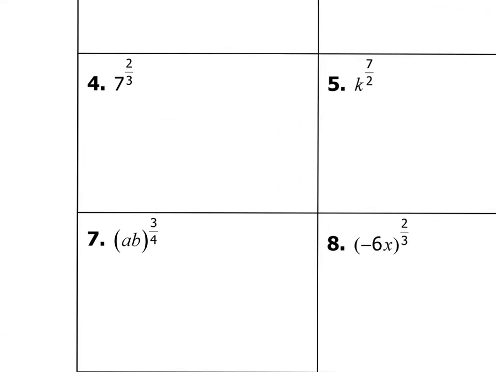Now, number 4. I want you to do number 4 on your own. So stop the video, try to convert it into radical form. If you can simplify it, do so. If not, then leave it alone. All right, so pause the video.